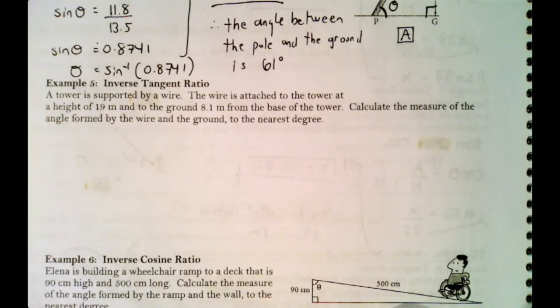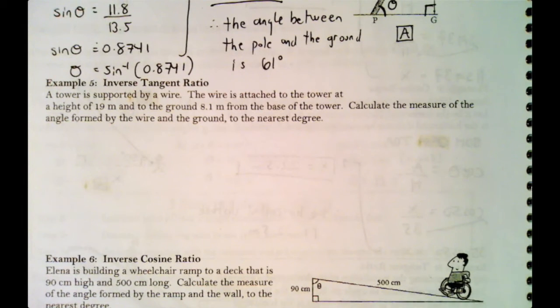All right, last example. A tower is supported by a wire. The wire is attached to the tower at a height of 19 meters and to the ground 8.1 meters from the base of the tower. Find the measure of the angle formed by the wire at the ground.